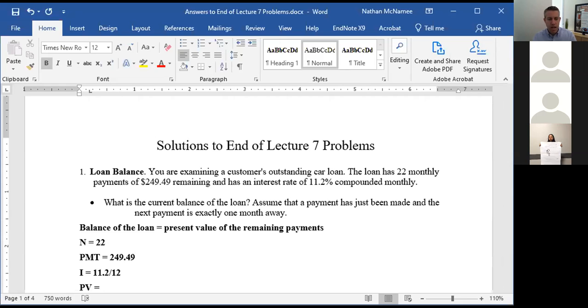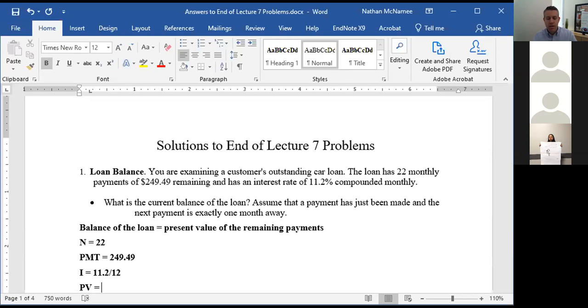I'm going to put in, and I want you guys to do this too, the number of payments. There are 22 in. The payment is $249.49. So I do that and hit the payment button. And then for I, I'm going to type 11.2, hit divide by 12, and hit equals. At this point, I should have 0.9333 on my calculator.